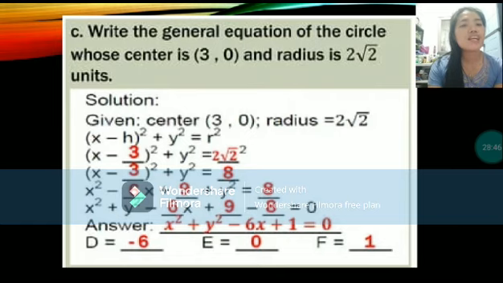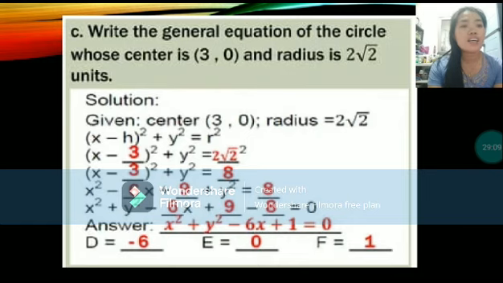Then we are going to expand (x minus 3) quantity squared. That becomes x squared minus 6x plus 9 if we're going to use the FOIL method, copy plus y squared is equal to 8. Then transpose 8 to the other side. We have x squared minus 6x plus 9 plus y squared minus 8 is equal to 0.